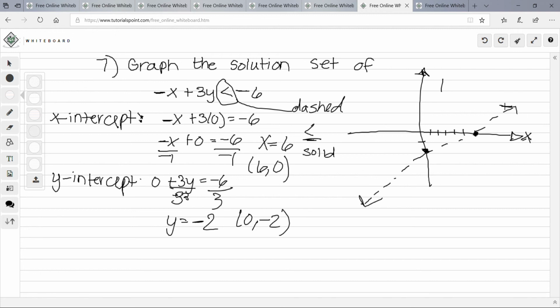Okay, now you have to figure out which side to shade. Is it the left side or the right side? You go back to the original equation, and since the line doesn't pass through the origin, I can use the point 0, 0. That's what I'm going to use, and you put it back into the original equation. So negative x times 0 plus 3y times 0 is just 0. Is 0 less than negative 6? If you don't know, you can use a number line. Here's negative 6 and here's 0. Is 0 less than negative 6? No, it's greater. So that's false, and you shade on the opposite side.